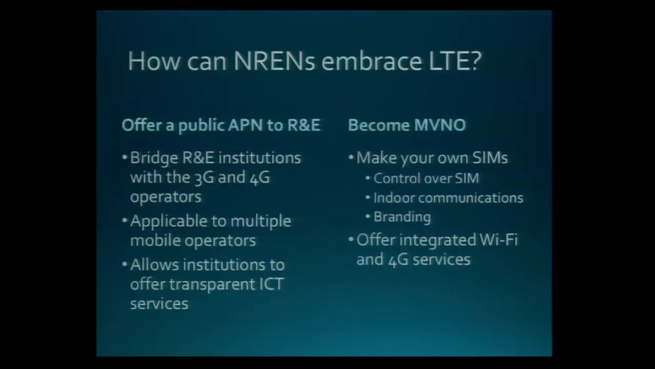So how can you do it? Well, I see two possibilities. At the left-hand side, you can say, okay, we offer a public APN. What's an APN? APN stands for Access Point Name. It is the gateway from the mobile network infrastructure to your internet. So NRENs can offer this, and we already do this in the Netherlands, so we bridge the research institutions with these mobile operators. It is not limited to one operator, it can be applied to many of them, and it allows institutions to offer a transparent ICT solution, because for them, we hide the complexity of the LTE network completely.